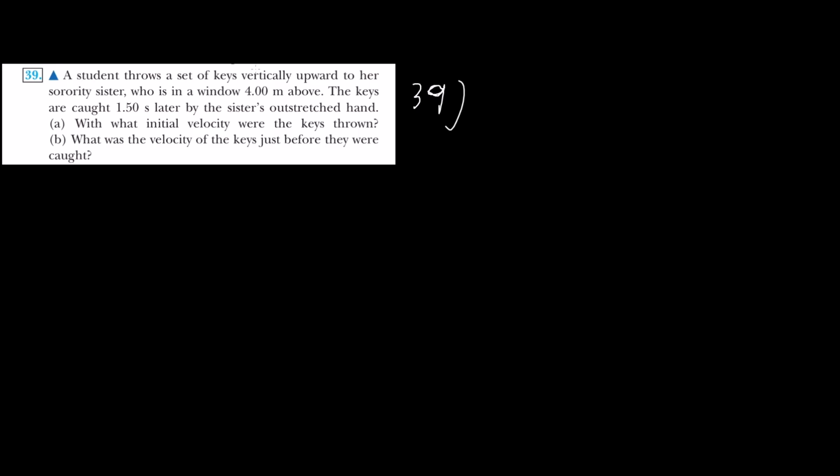A student throws a set of keys vertically upward to her sorority sister, who is at a window 4 meters above. The keys are caught 1.5 seconds later by the sister's outstretched arm. With what initial velocity were the keys thrown? I encourage you guys to pause this video and give this problem a shot.